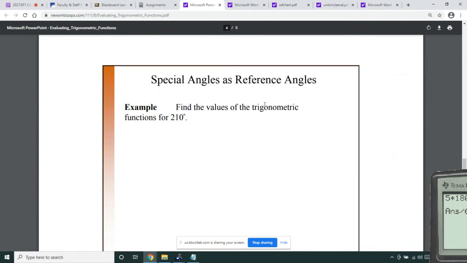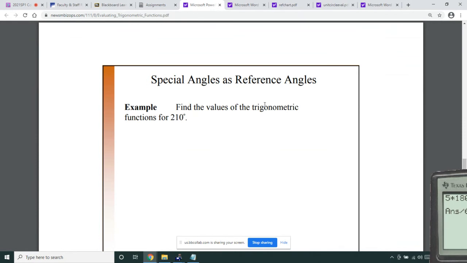Okay, so this is the one I want. Here I'm asked to find all 6 trig functions for 210 degrees. We're going to look at this in a couple of ways. The very first thing we can do, I'm going to go back to the document camera for just 1 second. So we're concentrating on 210 degrees.